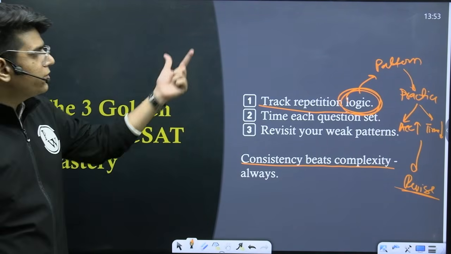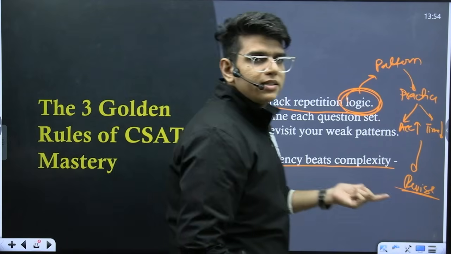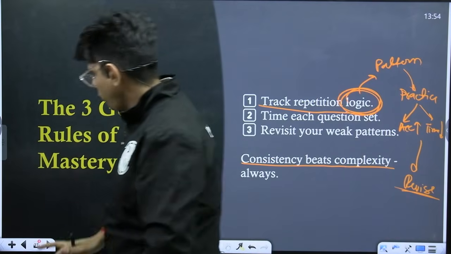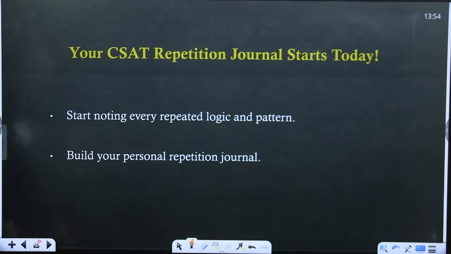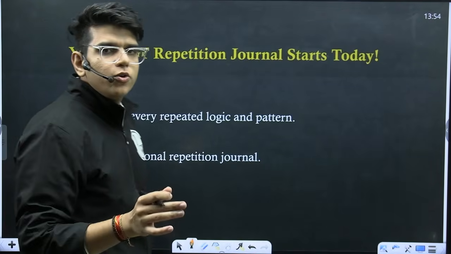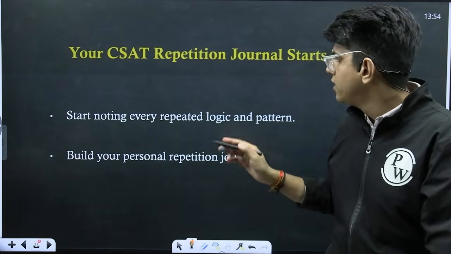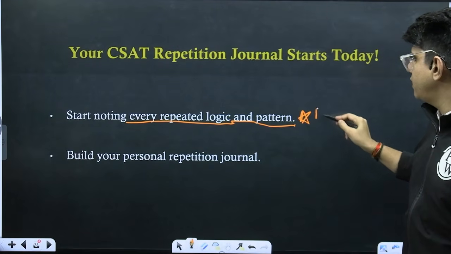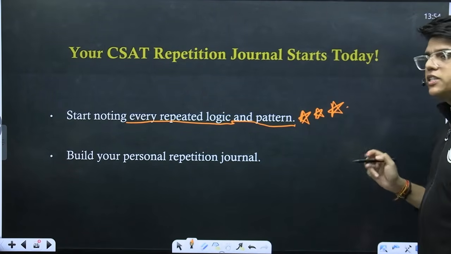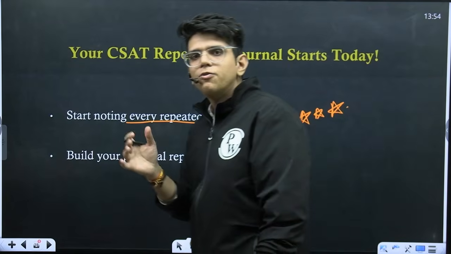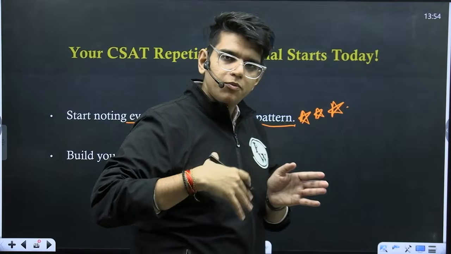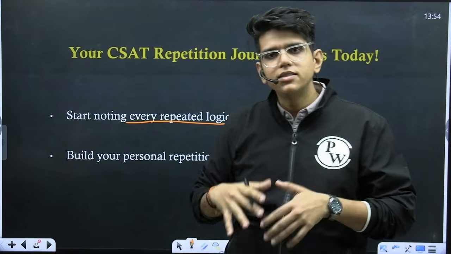If you are consistent with this habit, you will beat the complexity and you will find out what the CSAT paper is all about. Okay. So your CSAT repetition journal starts today. What you need to do is 2 things. First of all, start noting every repeated logic and pattern. This is very, very important, especially for those students who fear CSAT. First of all, figure out these questions. Most of them I have done for you today in this video.